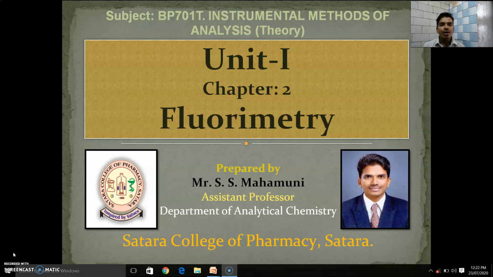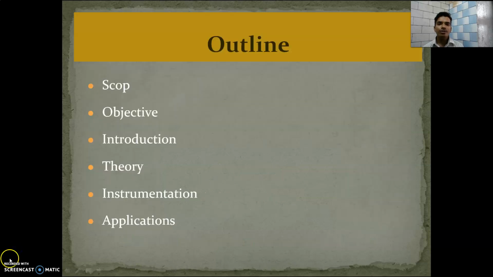In this video, I am going to explain and teach the Fluorimetry chapter, chapter 2 from unit 1 under the subject Instrumental Method of Analysis. So without wasting time, we start with our chapter. This is the outline of the presentation. First is the scope and objective of the subject and chapter, and the introduction of this chapter, some theoretical part including all principles and phenomena, then instrumentation and application.